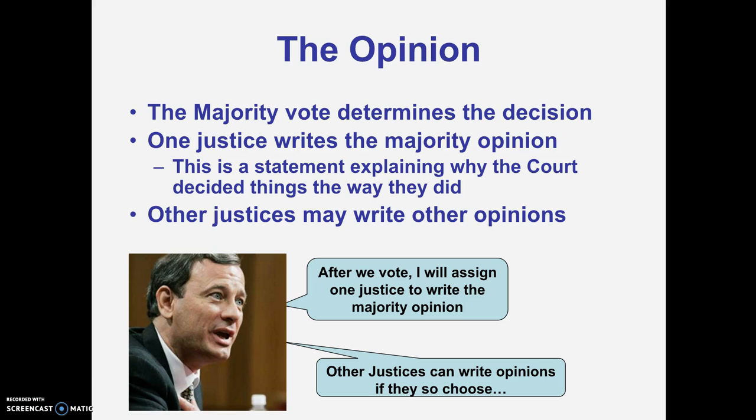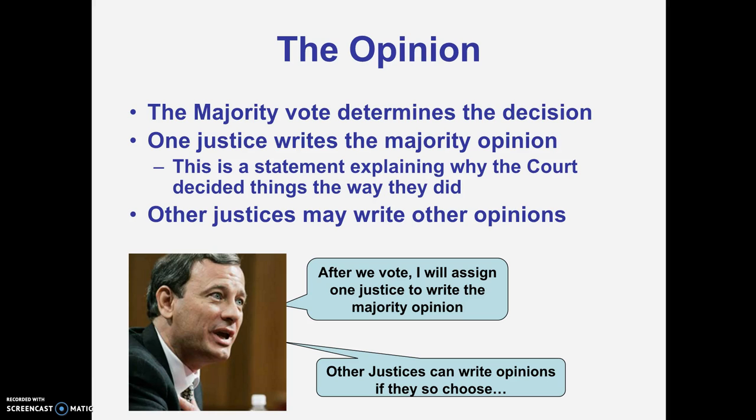After the court has made its decision, it needs to make a statement about why it made the decision that it did. And this is referred to as the opinion. This is the last step in a Supreme Court case. So what will happen is that you'll typically have at least one opinion that is written, and this is the majority opinion, the one with the most votes.